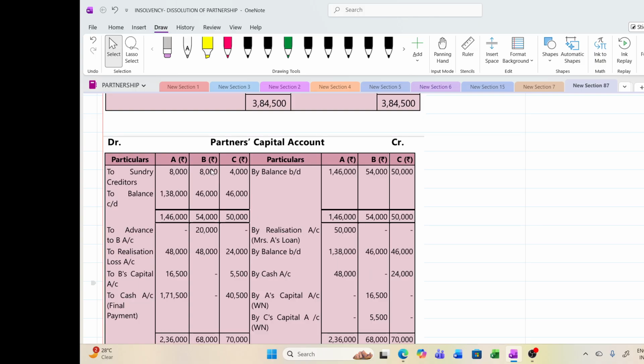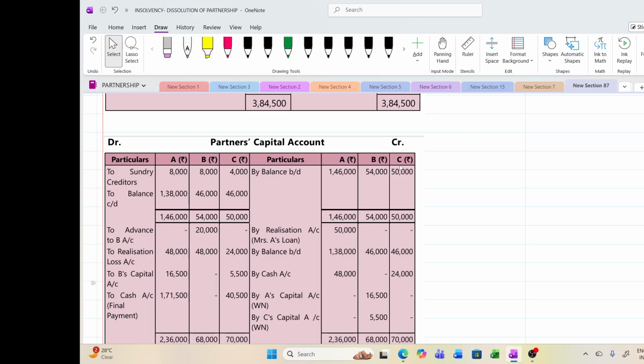Ma'am, how to calculate the deficiency? First, B is insolvent. So you just total the debit total of the insolvent partner. The debit total is 68,000. Then see the credit balance, if there is any. Okay, here it is 46,000. And what is the difference? That is 22,000 excess debit. That is the deficiency amount, 22,000. You can write it even here. That will be borne by both the partners A and C.